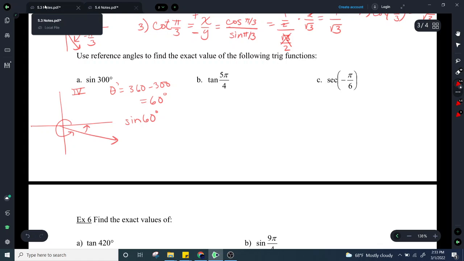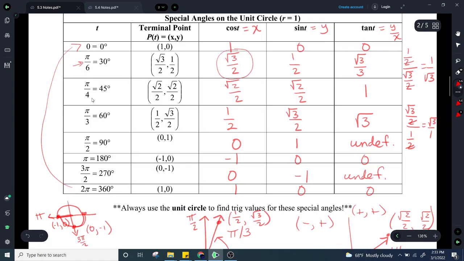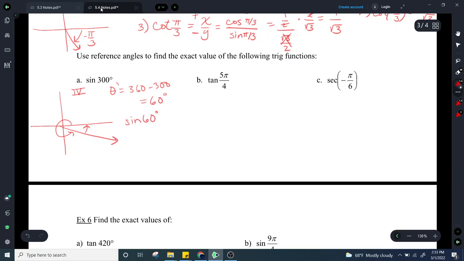So go back to your chart here. 60 degrees is the same location as pi over 3 if we're dealing with radians, same thing. The sine value there is root 3 over 2. So root 3 over 2 is the value that I want, and then the question is, is this positive or negative? Well, I'm in the 4th quadrant. So what do we know about sine values in the 4th quadrant? Sine values are the same as the y values, so that means this would be negative radical 3 over 2.